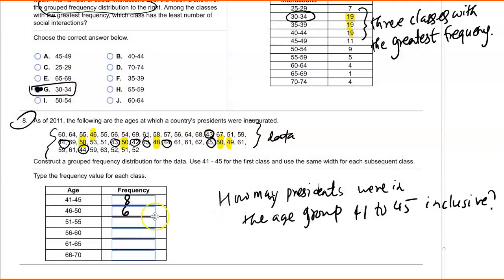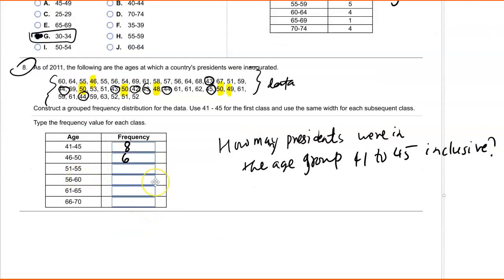Similarly, you can count for all classes, and 51 to 55 has a frequency 9. 56 to 60 has a frequency 8. 61 to 65 has a frequency 9. 66 to 70 has a frequency 4. That is called a grouped frequency distribution table.